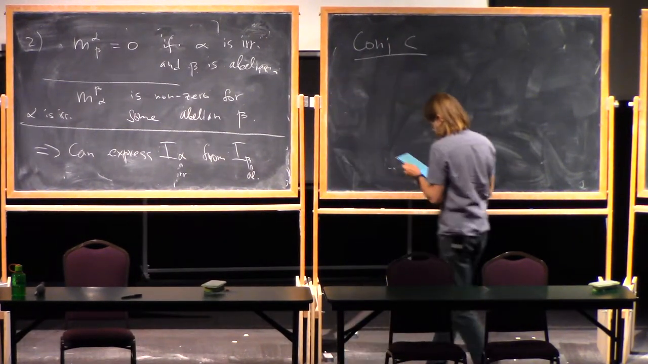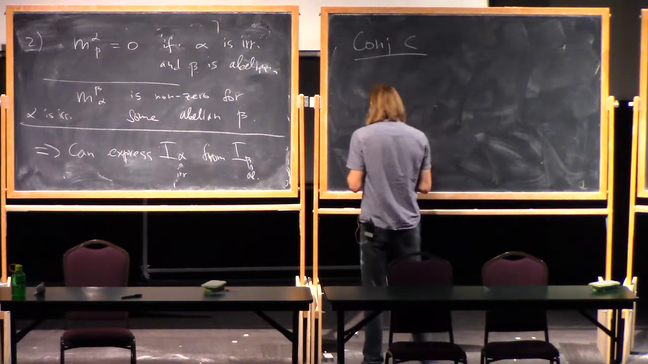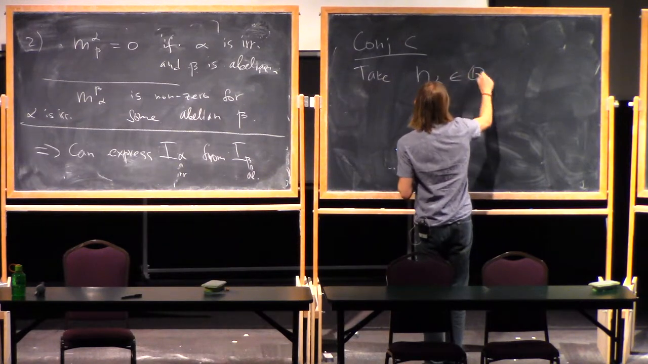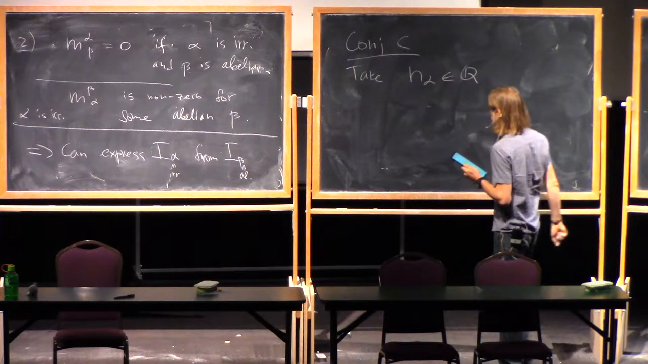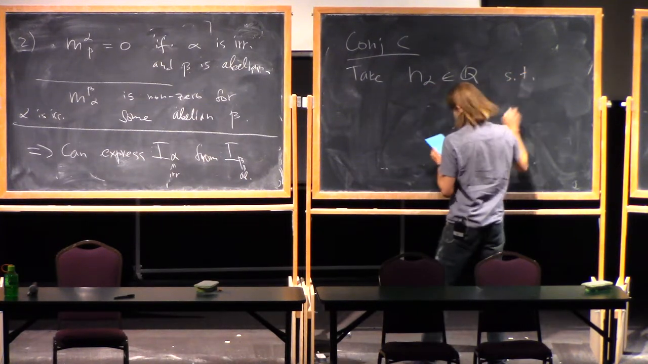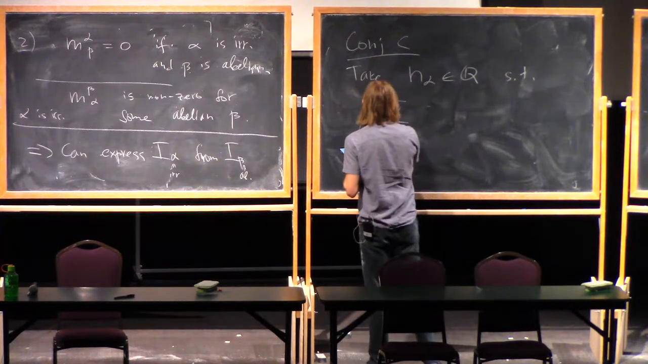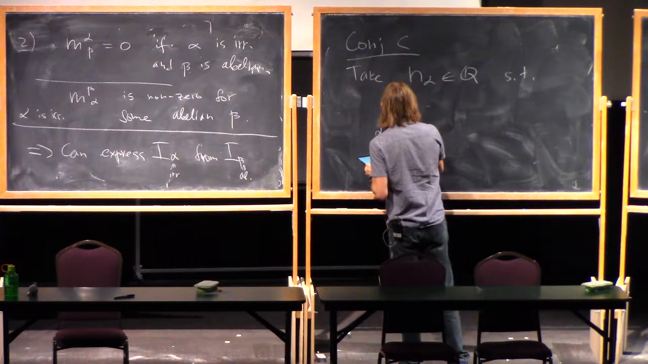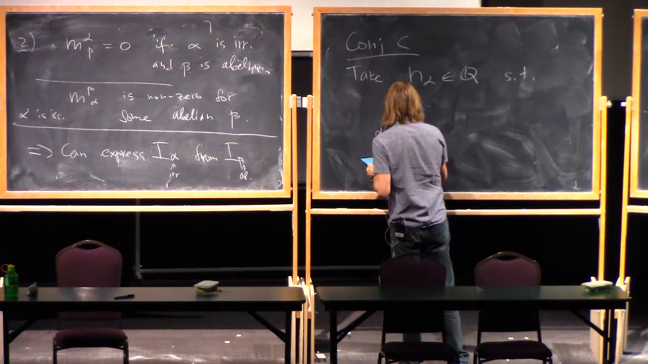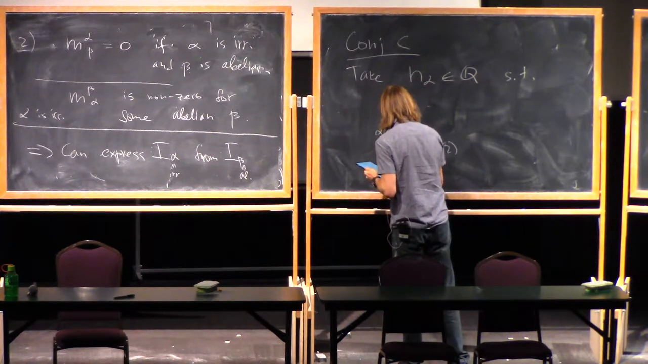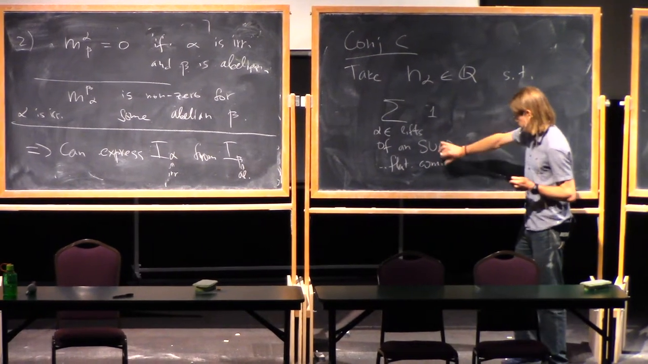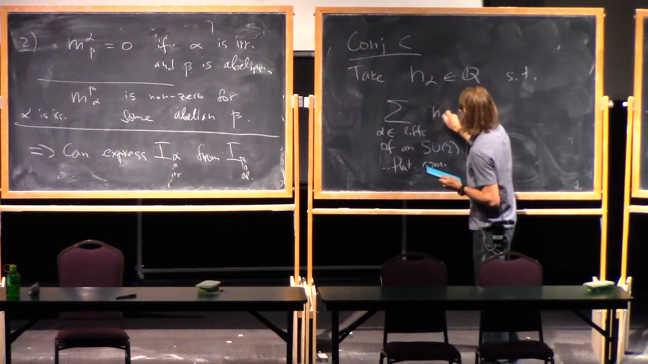And now the conjecture C is that, let me take numbers. Well, let me assume that they are rational. So take some rational numbers for each alpha, such that, I want to require, if I take a sum over alpha as a lift, the sum of all lifts of an SU2 flat connection. So inside SL2C flat connections, there are, of course, SU2 flat connections. And if I pick a particular component in the moduli space of SU2 flat connections and the sum of all lifts, I want this to be 1.